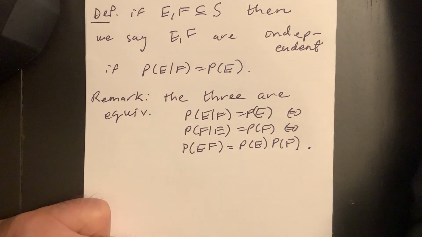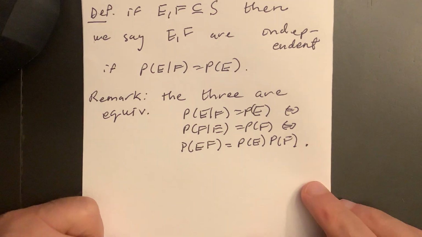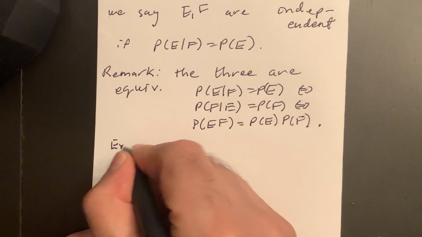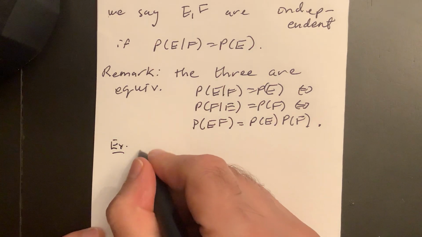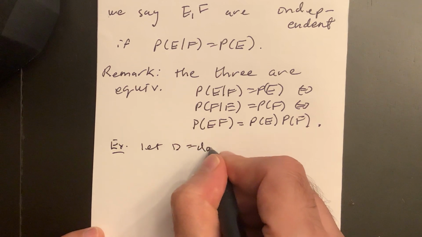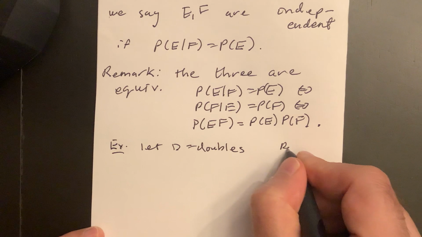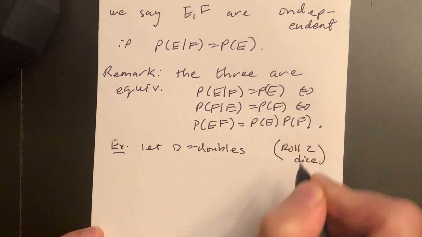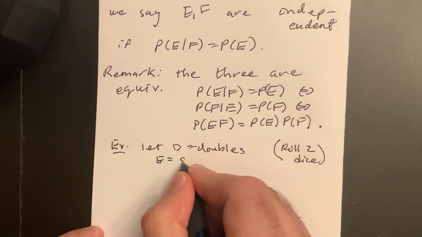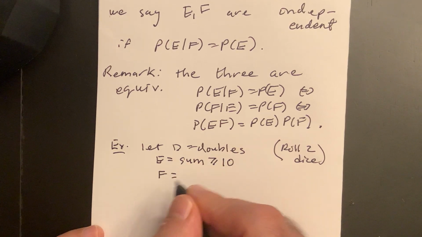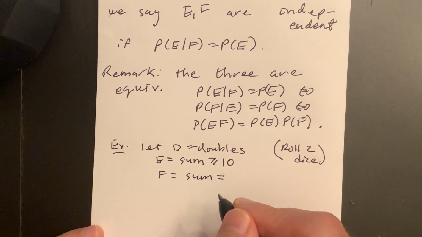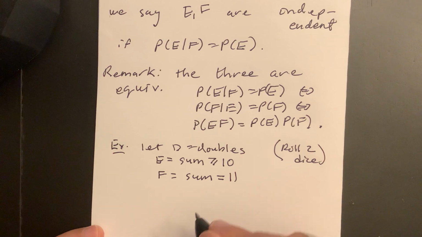Okay, so let's do a couple of examples. I won't do as many as in the class notes, otherwise it may take me forever. Let's do something similar to last time. Let D be doubles when we roll two dice. Let E be sum greater than or equal to 10, and let F be sum equals 11. So here we have three different events. Let's see if they're independent.